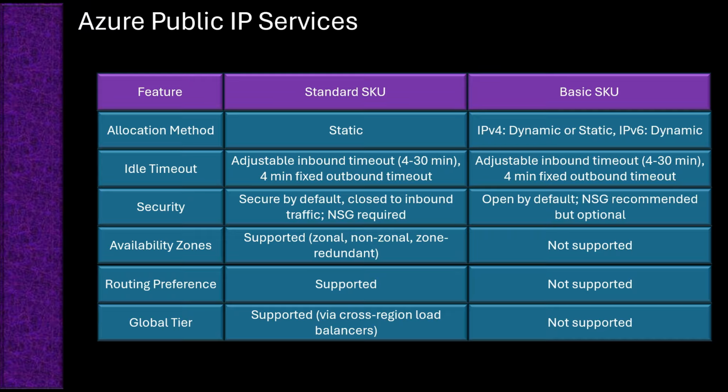Overall, standard SKU is better suited for high availability, secure, and globally distributed applications due to its advanced security, availability zones, and routing features. And basic SKU may work well for simple applications where these advanced features aren't necessary.